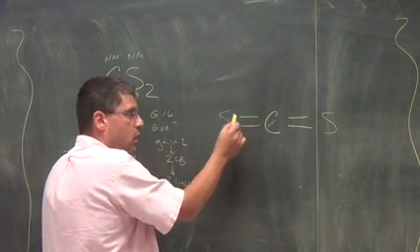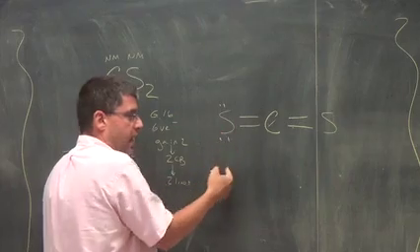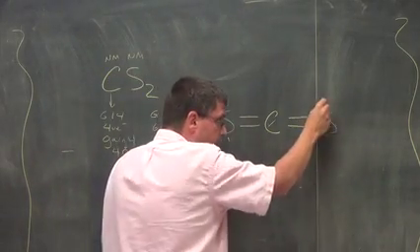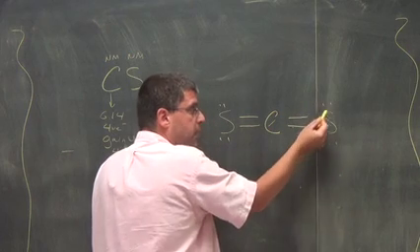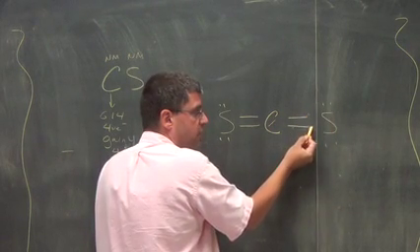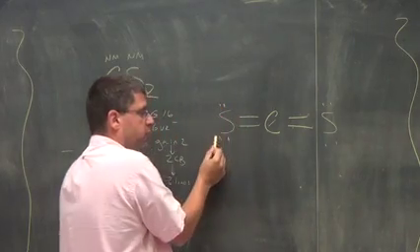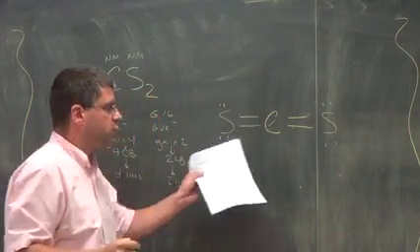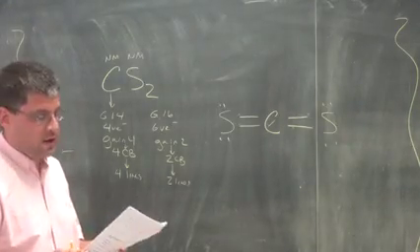2, 4, 6, 8. 2, 4. That's great, but you've got a full outer shell. 6, 8. Why? Because they had 6 already. 1, 2, 3, 4, and then this one they share is 5, 6, 7, 8. 1, 2, 3, 4, 5, 6, 7, 8. So that's the structure for carbon disulfide.